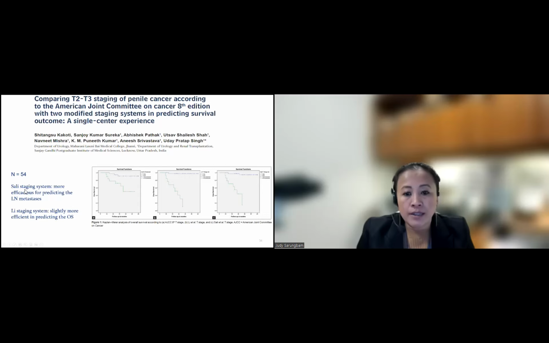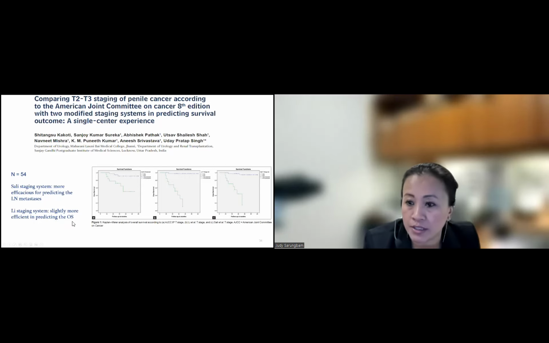However, they found that the SALI staging system was more efficacious for predicting lymph node metastasis, and the Lee staging system was slightly more efficient in predicting overall survival. So these are some of the proposed staging systems for pT2 and pT3.